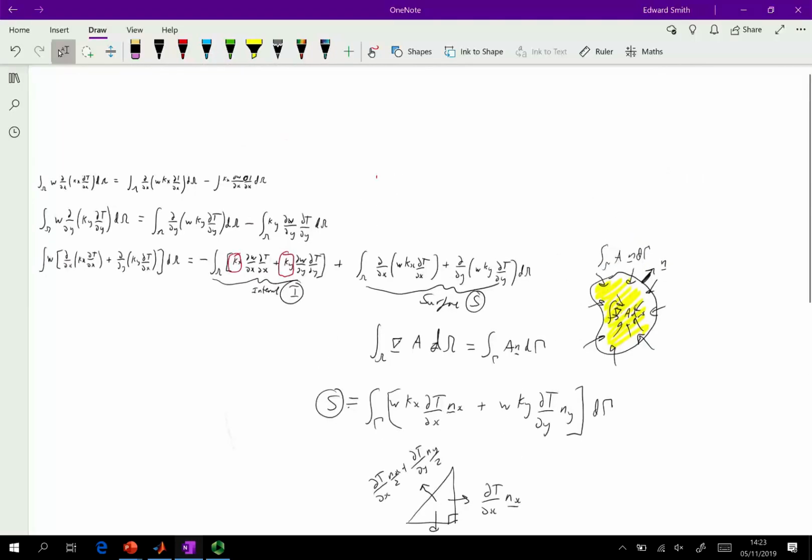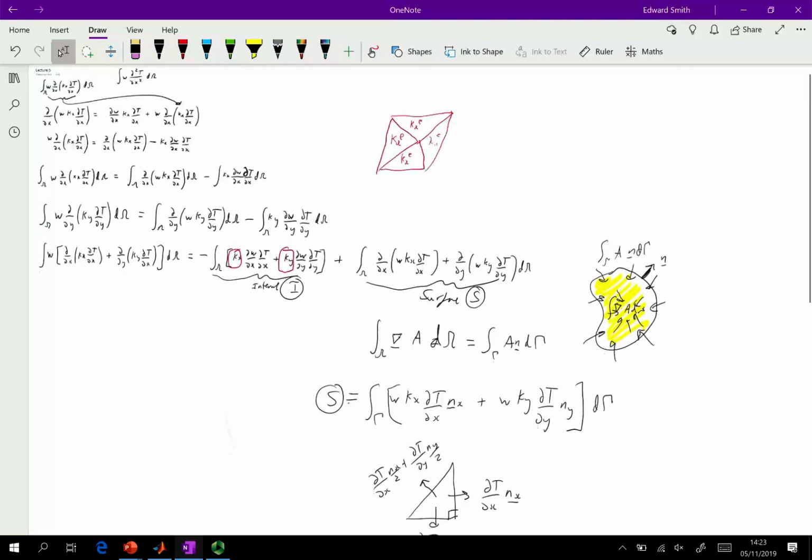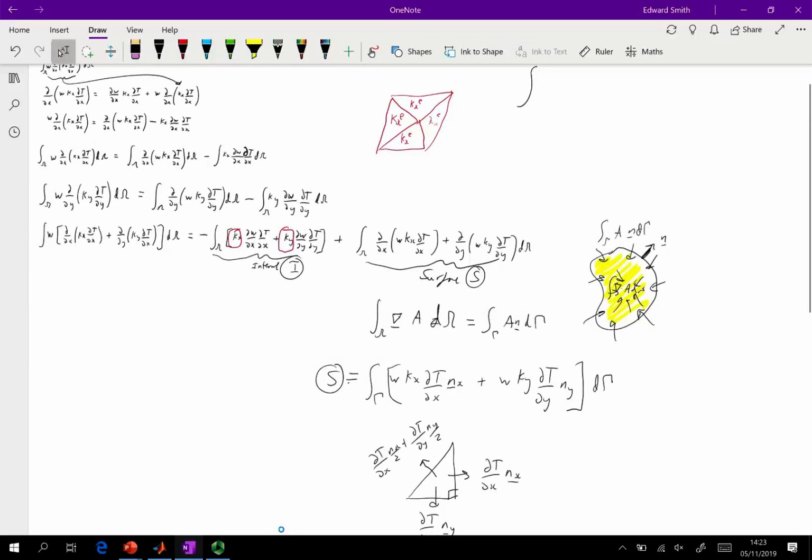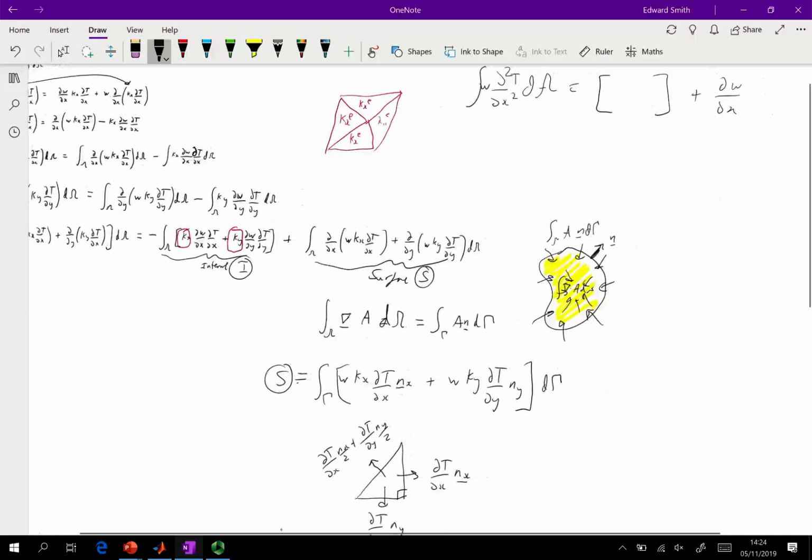So if you compare this with last week, I made a hand-wavy argument where I said, if you take integration by parts of d by dx, d2t by dx squared, and you rewrite this, d omega times that, you end up with the surface term, which was just the limits of the integration, plus the d omega dx dt dx.